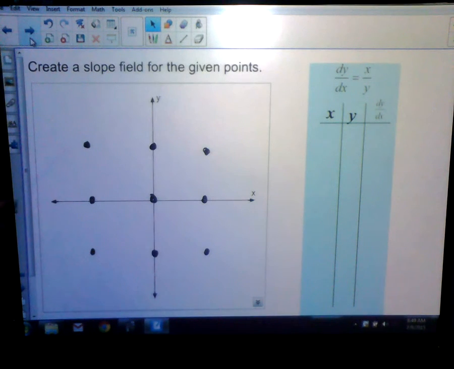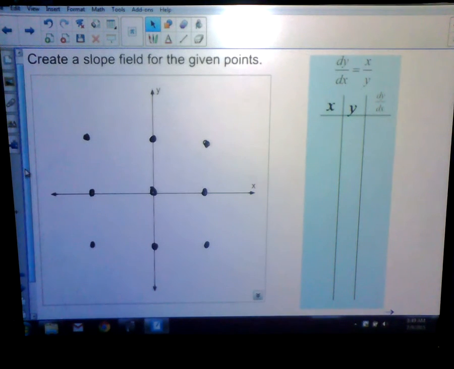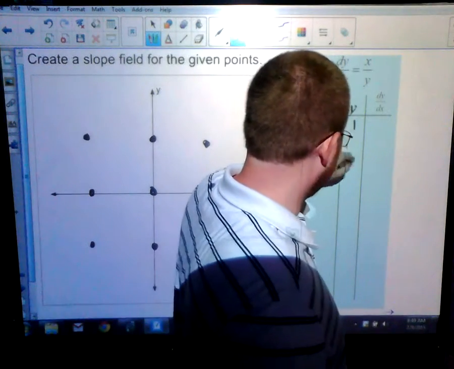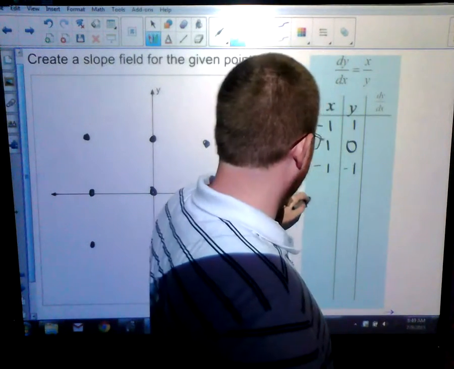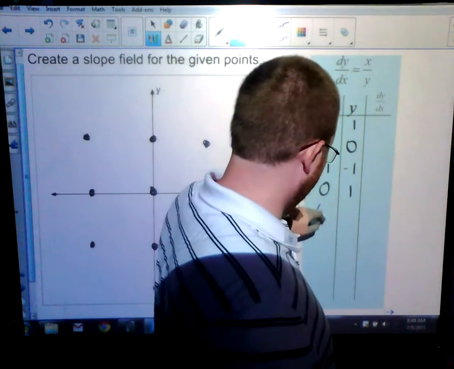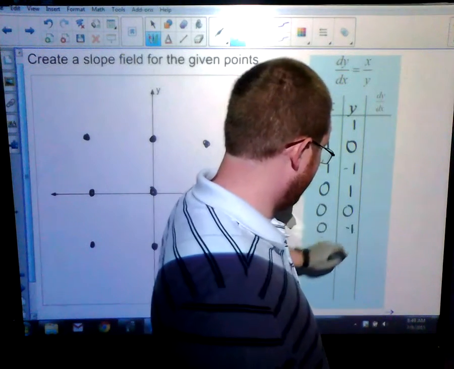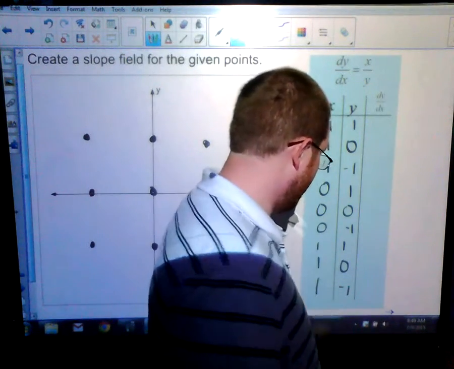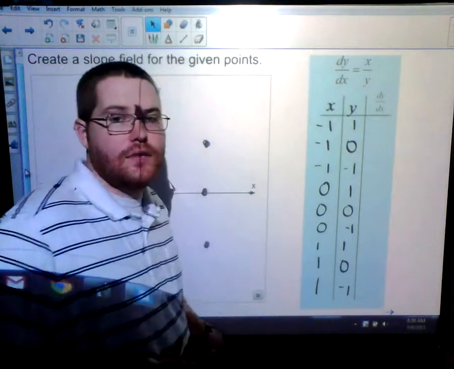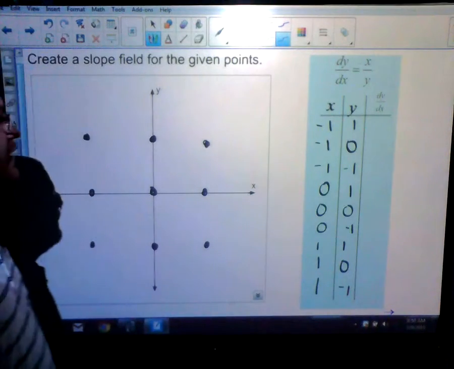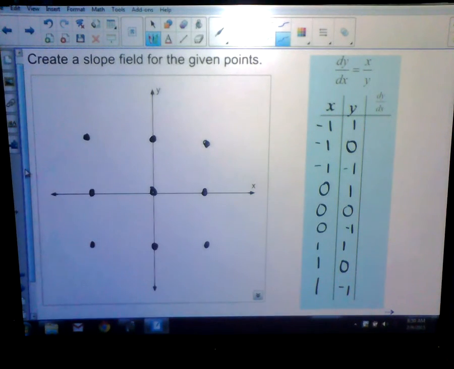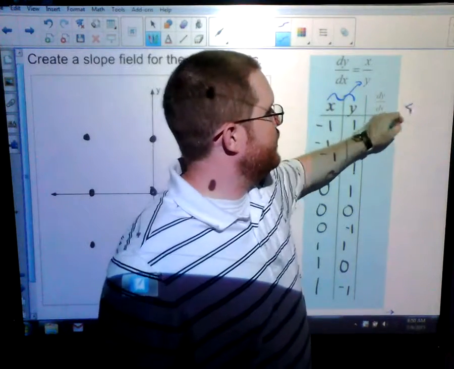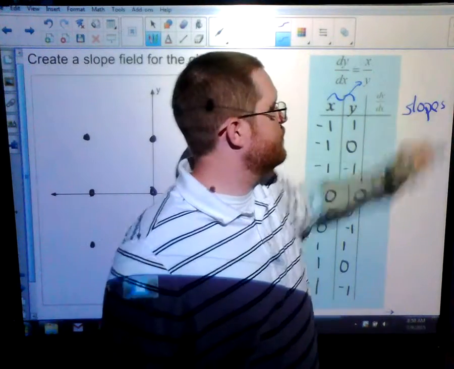What about one like this? dy/dx = x over y. Well, the points are still the same. (-1, 1), (-1, 0), (-1, -1), (0, 1), (0, 0), (0, -1), (1, 1), (1, 0), (1, -1). And not all the time are they going to give you the same 9 points. I am, just to make it easy. Now let's plug these points into the derivative to get my slopes.